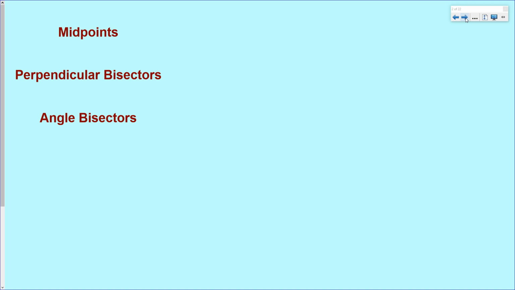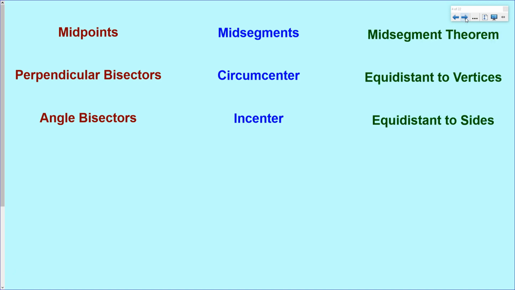So using those ideas, we constructed mid-segments, something called the circumcenter, which was our first point of concurrency, and something called an incenter, which was an additional point of concurrency. Each of these constructions resulted in certain properties of each of those objects. So we got the mid-segment theorem out of the mid-segments, which actually had two conclusions. We had the fact that the circumcenter is equidistant from each vertex, and we had the fact that the incenter is equidistant from each side.